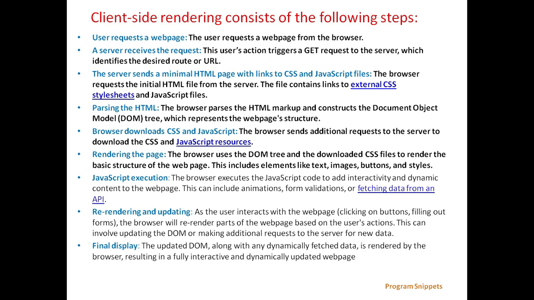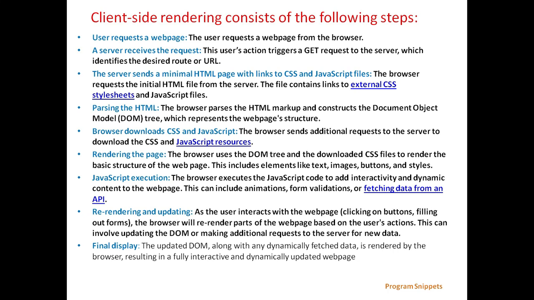The browser uses the DOM tree and downloaded CSS files to render the basic structure of the web page, which includes elements like text, images, buttons, and styles. Then the browser executes the JavaScript code to add interactivity and dynamic content to the page. This can include animations, form validations, or fetching data from an API.